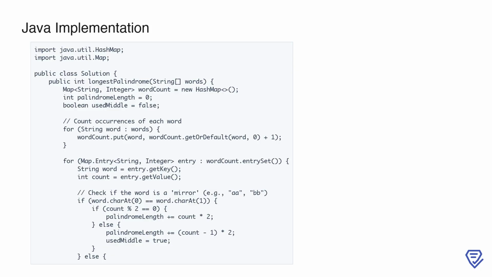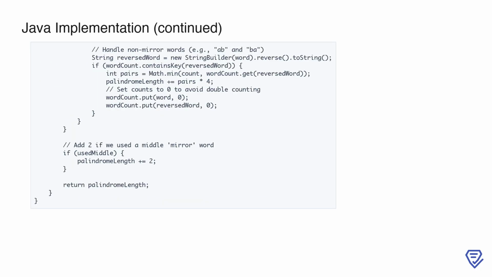If it is, we calculate its contribution to the palindrome length based on whether its count is even or odd. For odd counts, we leave one of the words aside as a potential middle piece, setting the usedMiddle flag to true. Now, for non-mirror words like ab and ba, we calculate how many such pairs can be used. To do this, we reverse the current word and check if its reversed form exists in the hash map. If it does, we take the minimum count between the two words, multiply it by 4 to account for their contribution to the palindrome length, and then set their counts to 0 in the hash map to prevent double counting.